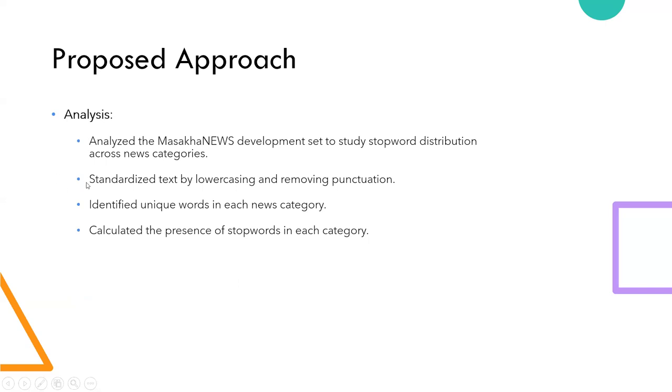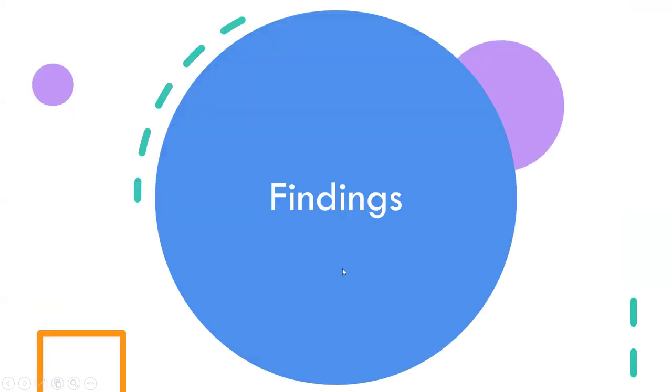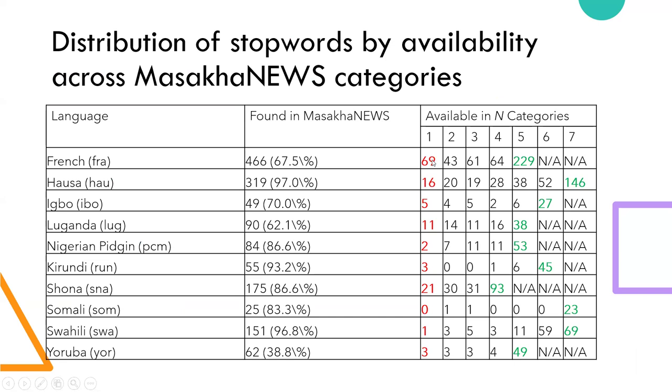We verify the existence of every stopword across the categories of MasakhaNEWS. We standardize the text by lowercasing and removing punctuation, and we identify the existence of every stopword in every category for every language. What we found is that most of the stopwords exist in all the categories, as shown in green, which proved in part that our assumption is true. But we found that some of the stopwords only exist in one category.